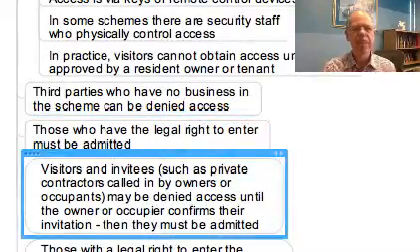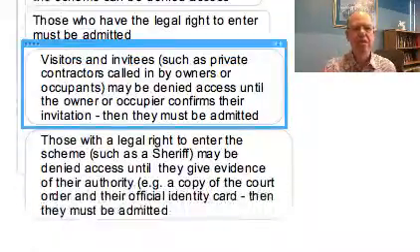What does this mean? Visitors and invitees, such as private contractors called in by owners or occupants, a plumber or a carpenter when you need him in your section, may be denied access until the owner or occupier confirms their invitation. The second they are a legitimate invited guest, then they must be admitted.